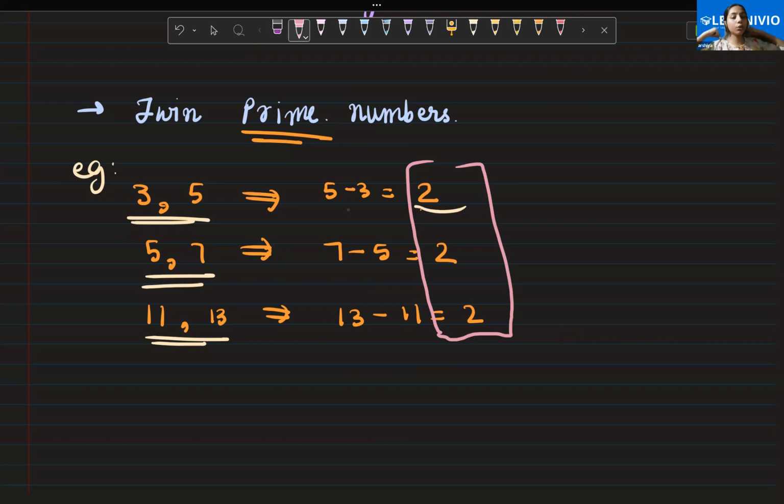Okay, we will always be subtracting two prime numbers, and when we subtract two prime numbers and we get the answer as 2, those will be twin primes. Okay, now this was everything that we did in the previous class.